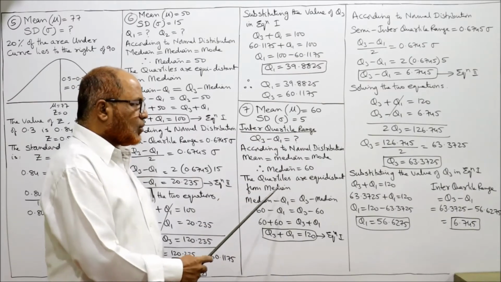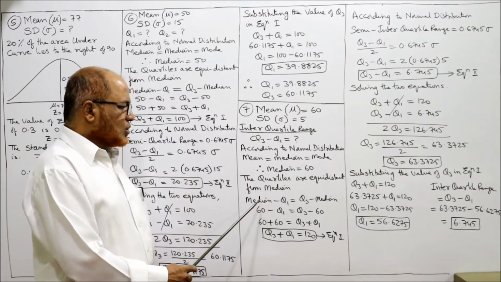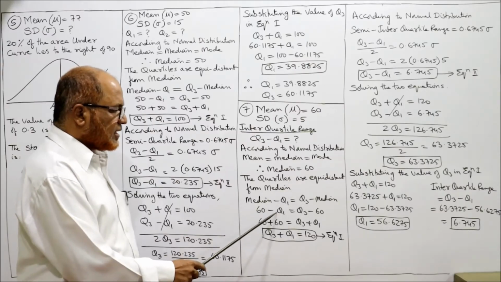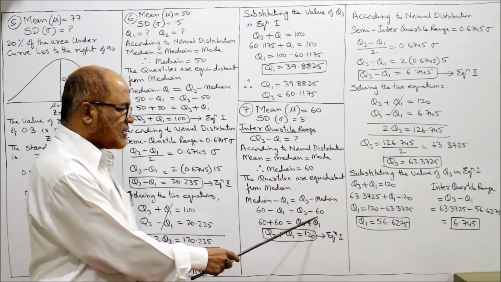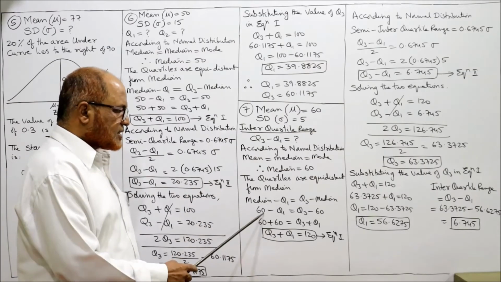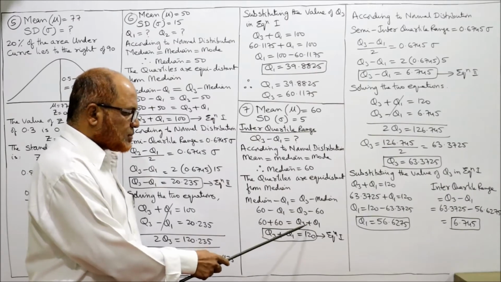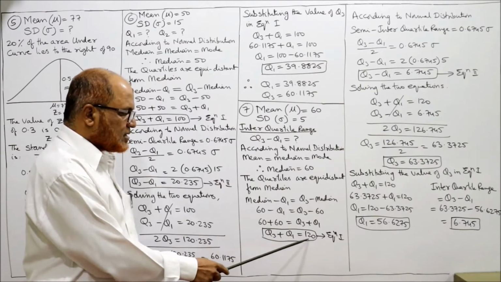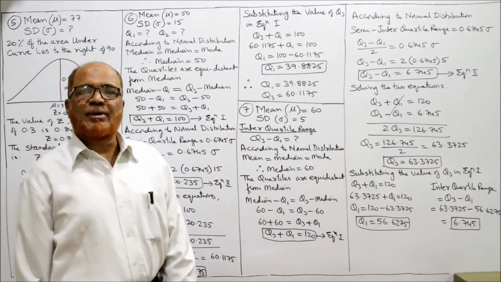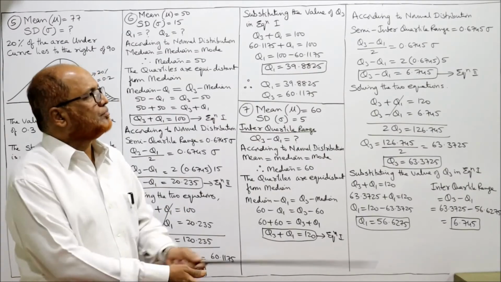The quartiles are equidistant from the median. Just now I have discussed in detail. So median minus Q1 is equal to Q3 minus median. Median is 60. So 60 minus Q1 is equal to Q3 minus 60. Now take the constant at one side and variable at the other side. Bring the 60 to LHS plus 60 and take this Q1 to RHS plus Q1. So Q3 plus Q1 is equal to 120. First equation we got. Now according to normal distribution, semi interquartile range is equal to 0.6745 standard deviation.